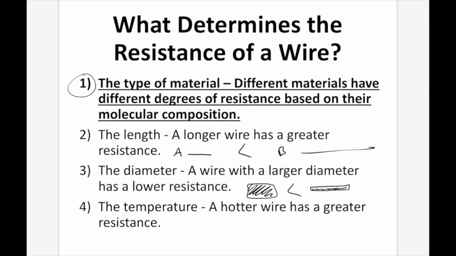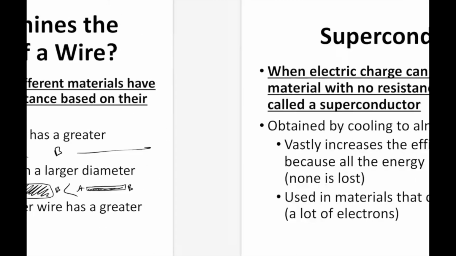Think about if the electrons are moving from point A to point B, we want them to bump into things the least amount of times as possible. If you have a wider diameter, there's less chance of it hitting the walls. Think about if you're walking down a hallway. A wider hallway will allow more people to pass by without bumping into each other than a really crowded, narrow hallway. And then the temperature. A hotter wire has a greater resistance than a colder wire.